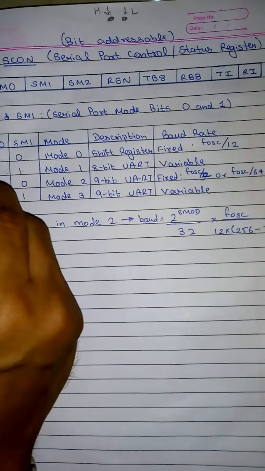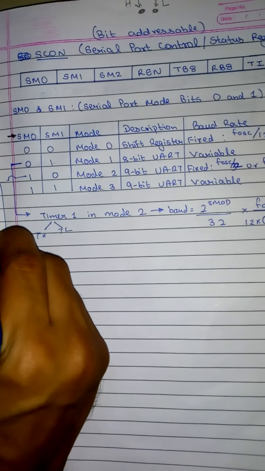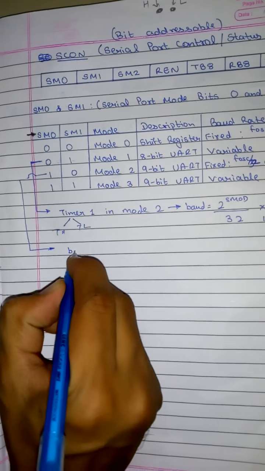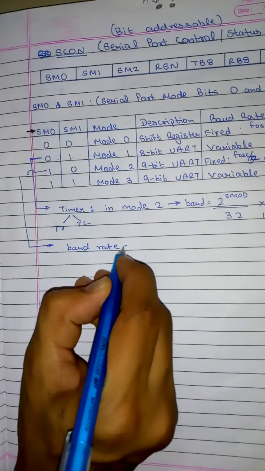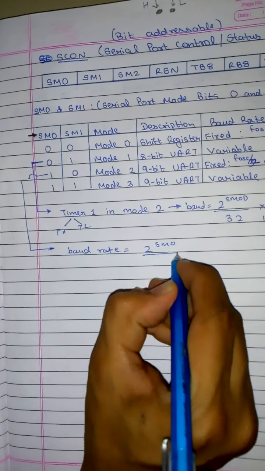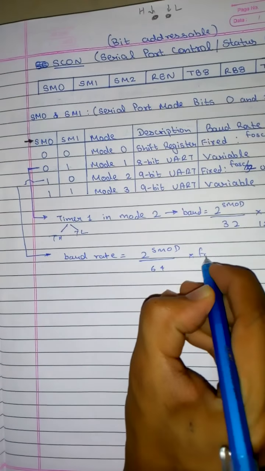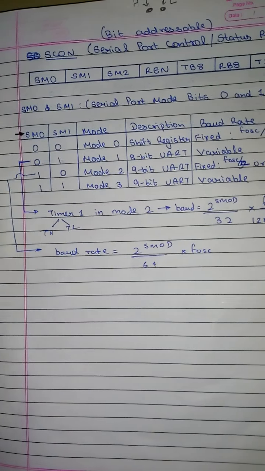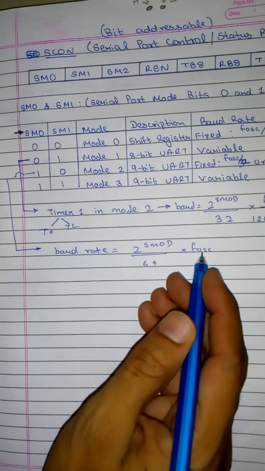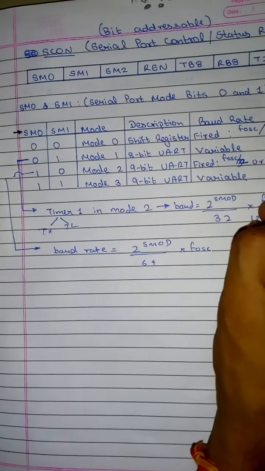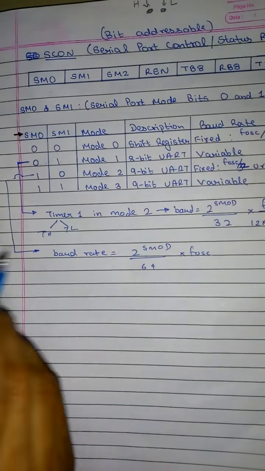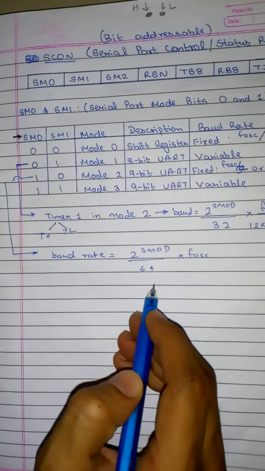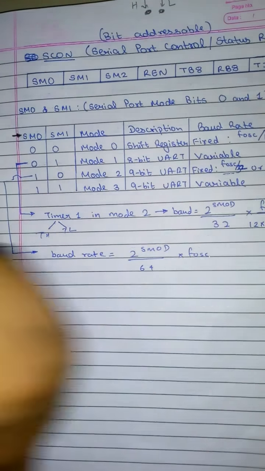So again we have a formula for this. Now I'm writing it for mode 2. Here the baud rate is 2 raised to SMOD upon 64 into F oscillation. If SMOD is 0, 2 raised to 0 will be 1, so 1 upon 64 into F oscillation, that is F oscillation upon 64. So this will be selected. And if SMOD is 1, 2 raised to 1 will be 2. So 2 upon 64, if you cancel it out, will be 1 upon 32, so F oscillation upon 32 will be selected.